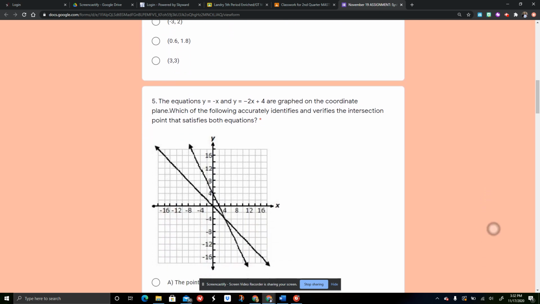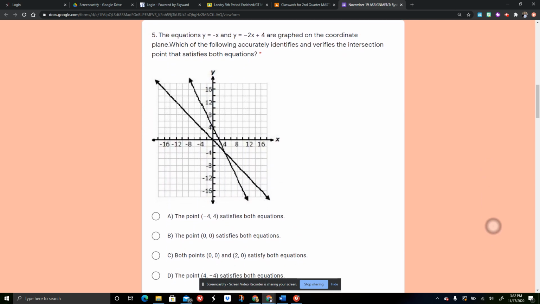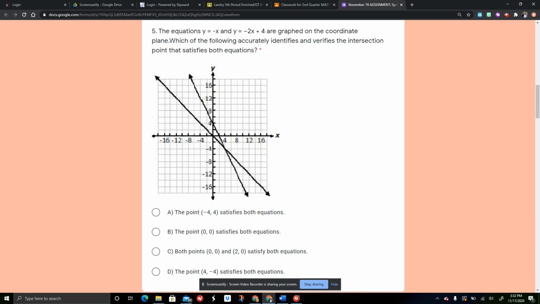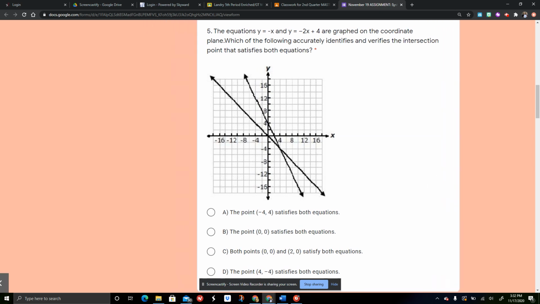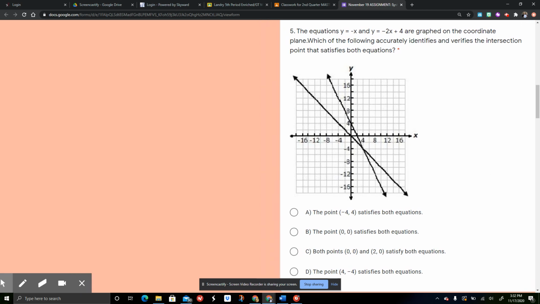So I'm going to go down to number 5, and it says the equations y equals negative x and y equals negative 2x plus 4 are graphed on the coordinate plane. Which of the following accurately identifies and verifies the intersection point that satisfies both equations? So you have your equations here, and you're able to see your intersection point, which is right here.